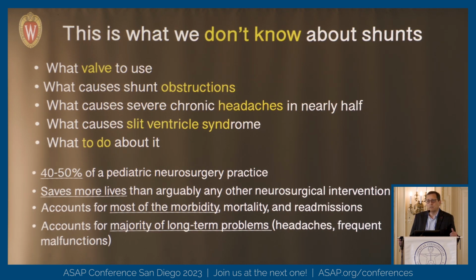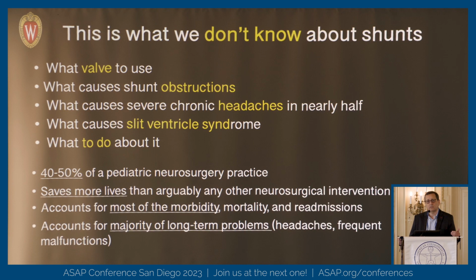As a background, it's important to know that a pediatric neurosurgeon's practice is 40 to 50% hydrocephalus. So this is a huge deal. So when we put a shunt in a patient, obviously it saves a life. We treat lots of hydrocephalus. If you consider that half of pediatric neurosurgery is hydrocephalus, this is the most life-saving procedure that we do.